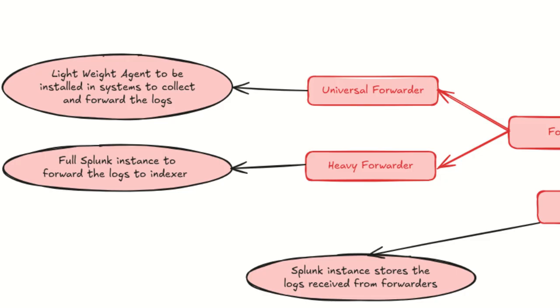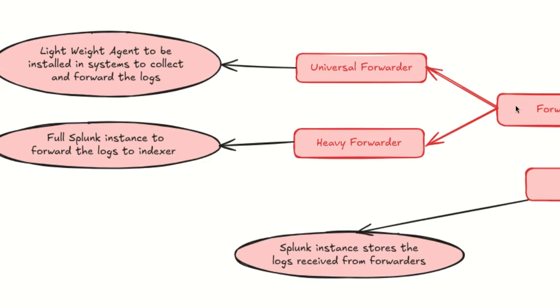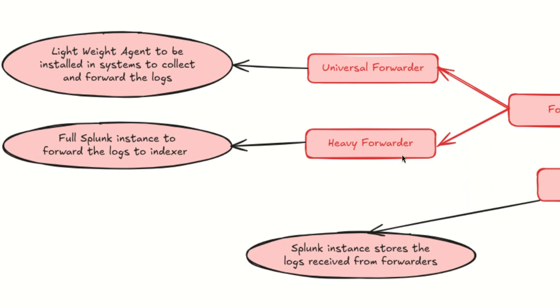This universal forwarder collects the logs, whatever we specify. It could be operating system logs, security logs, application logs, etc. And then it forwards them to the Splunk indexer. This is a typical deployment of a universal forwarder, and we also have a different forwarder called the heavy forwarder. The heavy forwarder is a full Splunk instance itself. It collects the logs locally and then forwards them to the indexers.